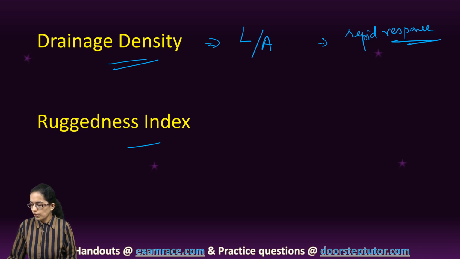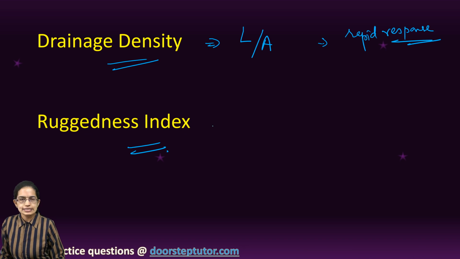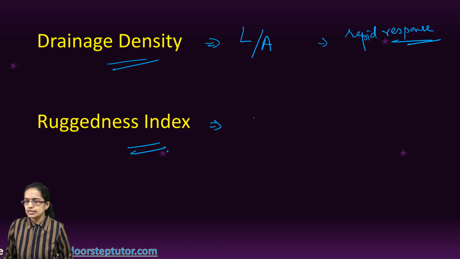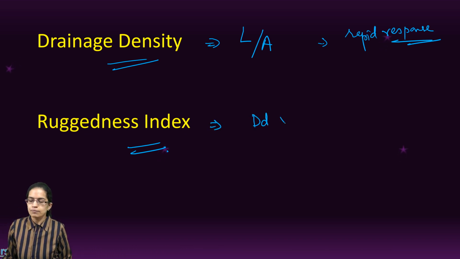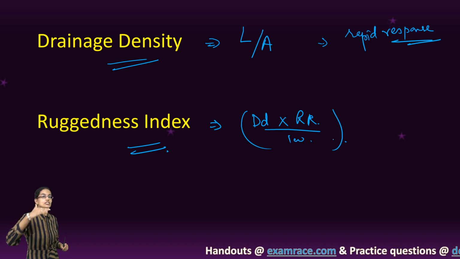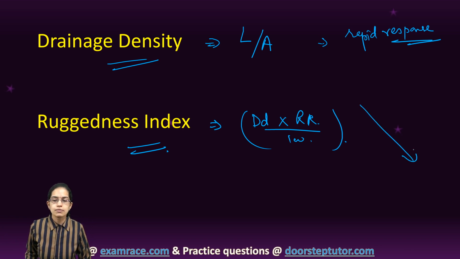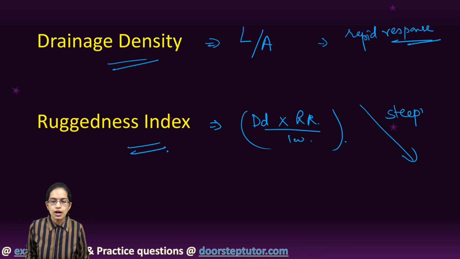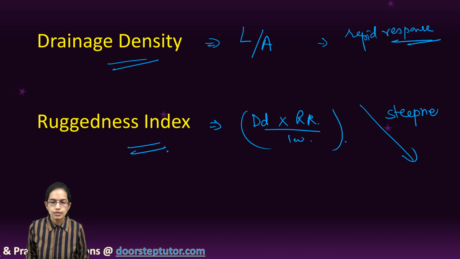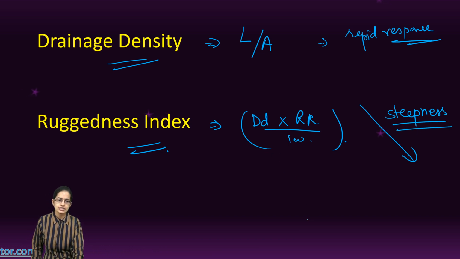Now the next important term that we must know is the ruggedness ratio or the ruggedness index. Ruggedness index is simply the drainage density multiplied by the relative relief by 100. So that is what is the ruggedness index. Now ruggedness index usually explains the steepness of the slope, how steep the slope is. So talking about the steepness is important, and that is explained by ruggedness index.